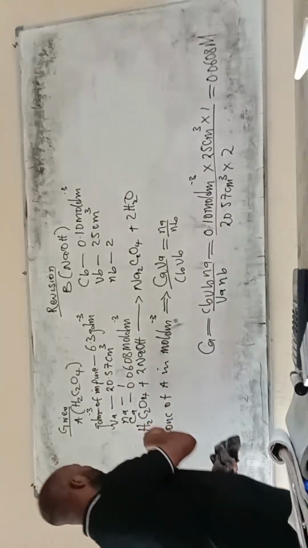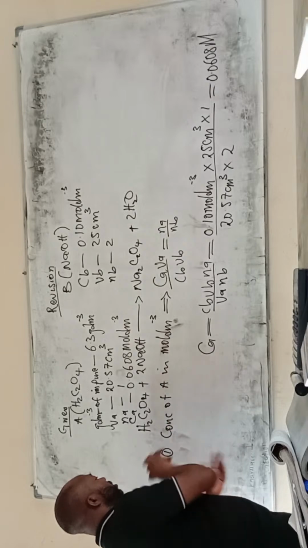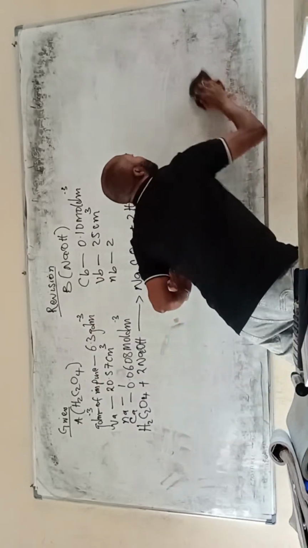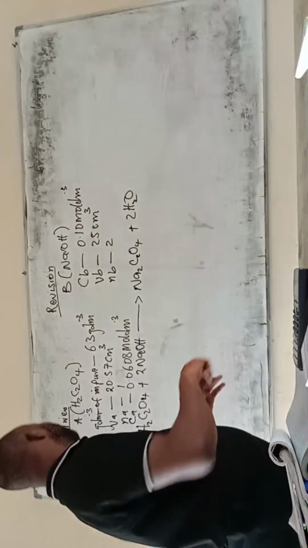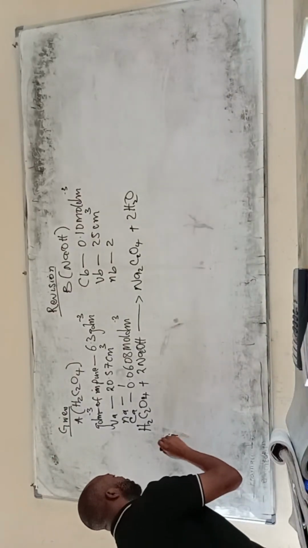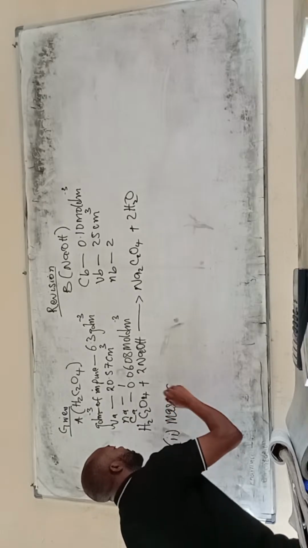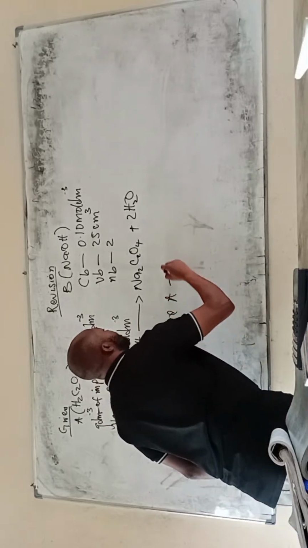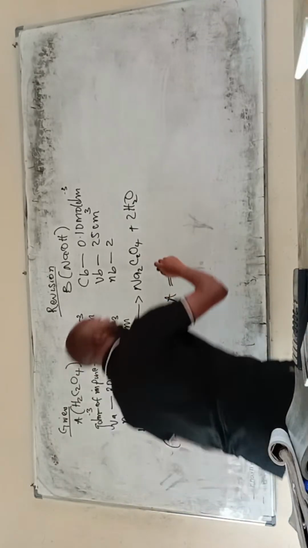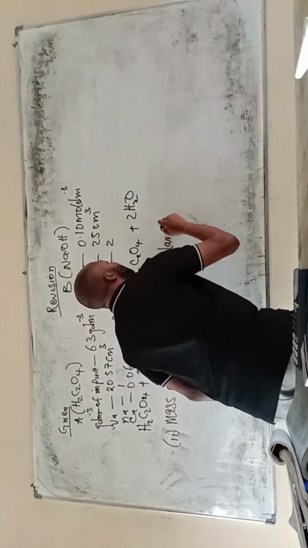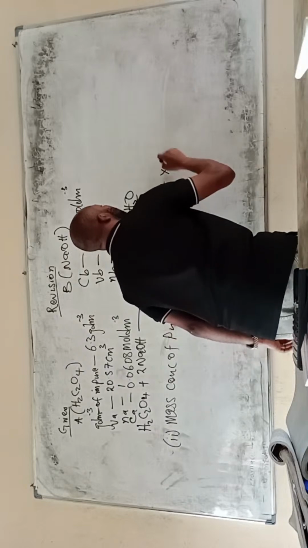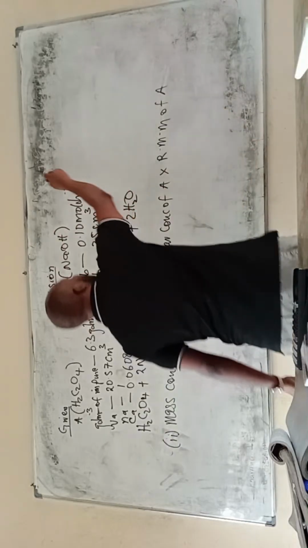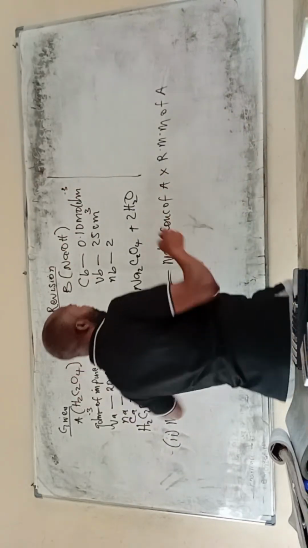Okay, let me take this out. Now, 2. Mass concentration of pure A, that's sample A, is equal to molar concentration of A times relative molecular mass of A. Now, let us determine the relative molecular mass first.